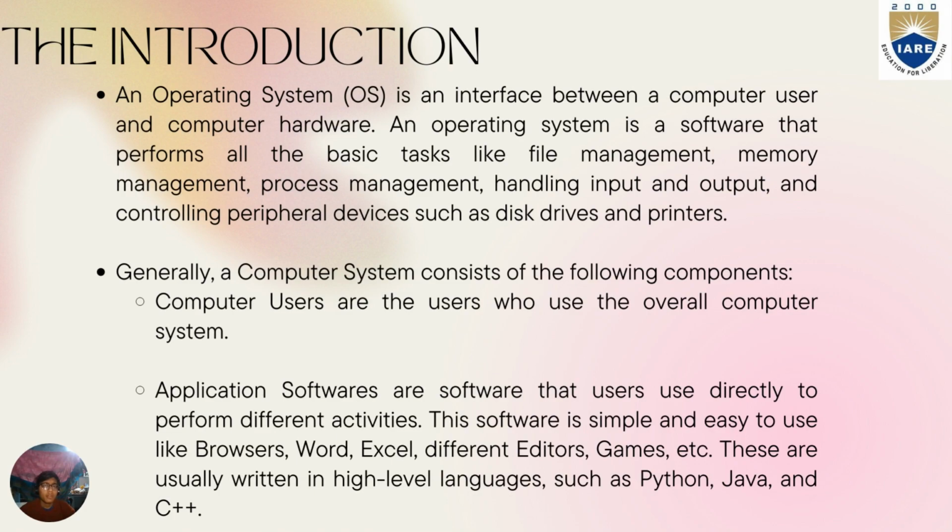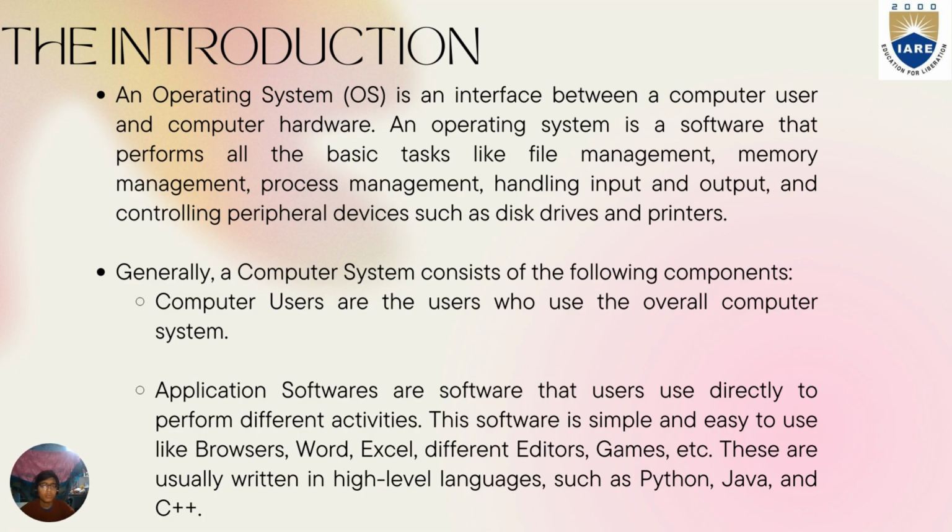An operating system is an interface between a computer user and a computer hardware. An operating system is a software that performs all the basic tasks like file management, memory management, process management, handling input and output, and controlling peripheral devices such as disk drives and printers. Generally, a computer system consists of the following components.